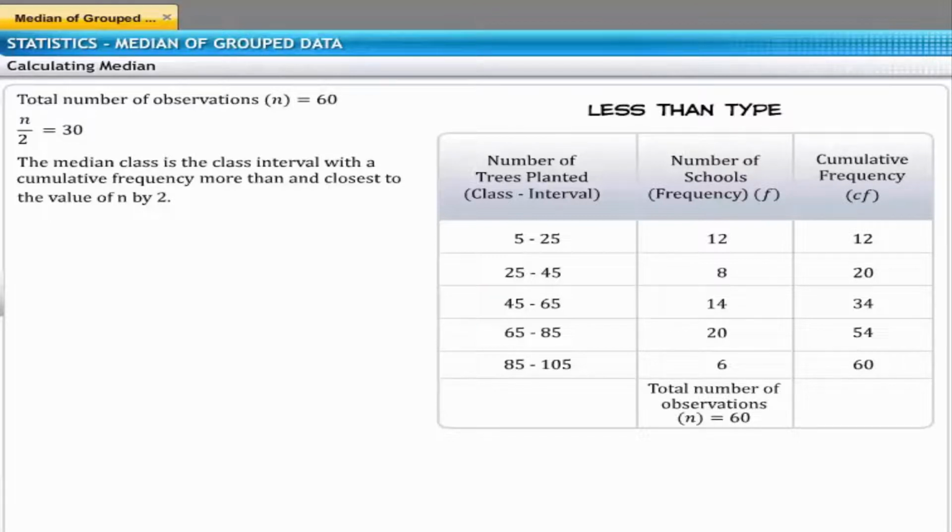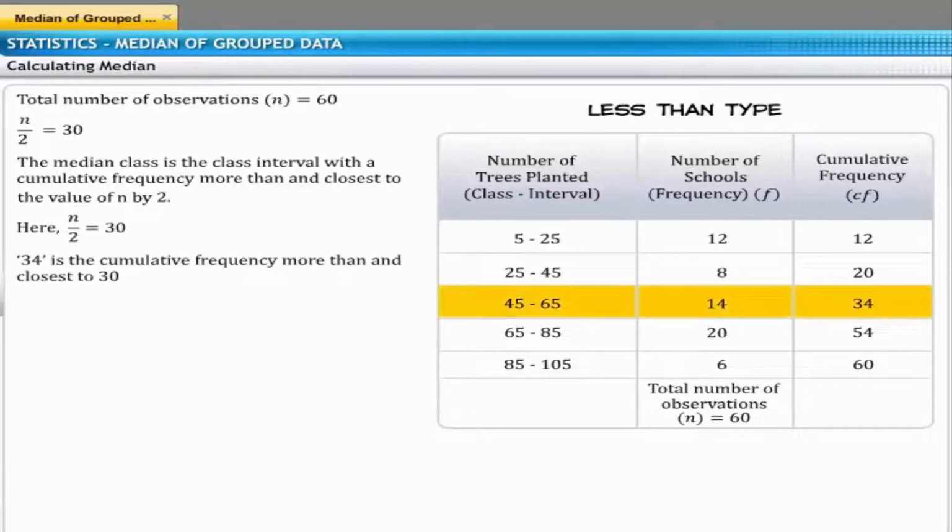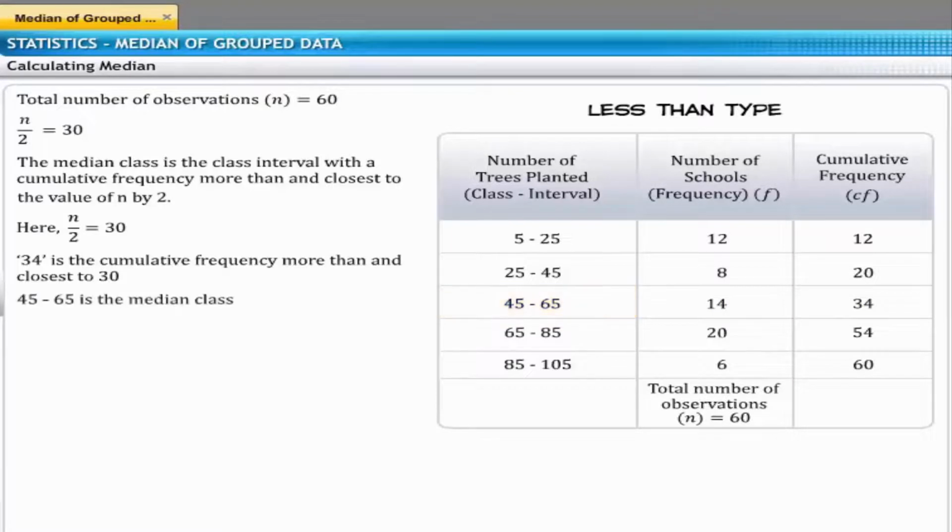In this case, n by 2 is 30. The cumulative frequency of class interval 45 to 65 is 34, that is, more than and closest to 30. Thus, 45 to 65 is the median class for this data. The median of grouped data is calculated using the formula shown here.